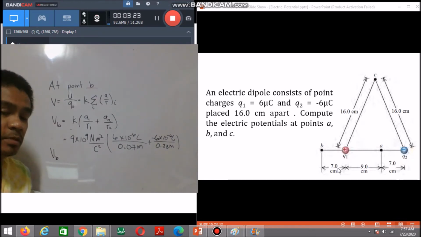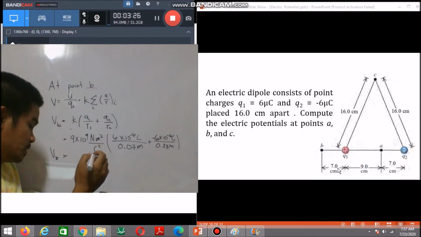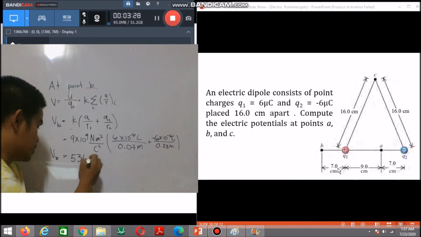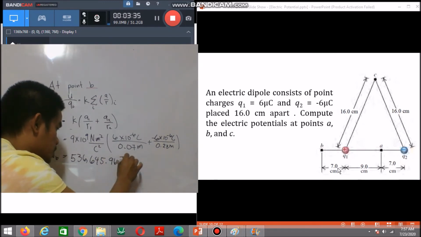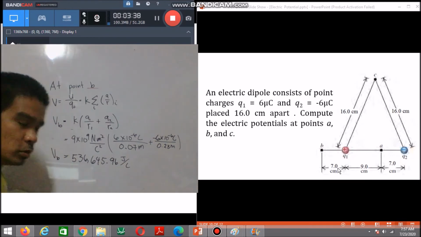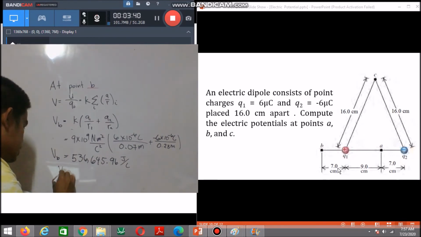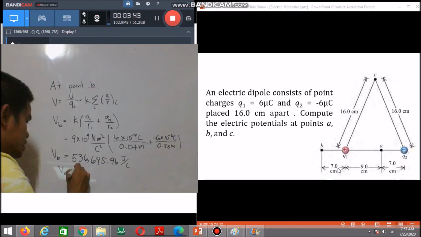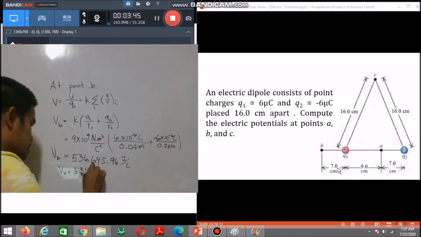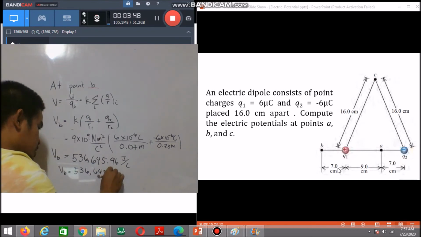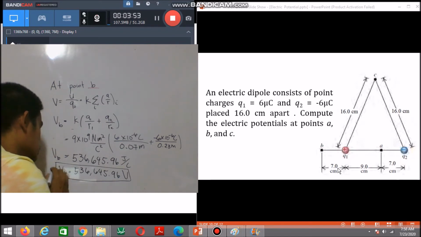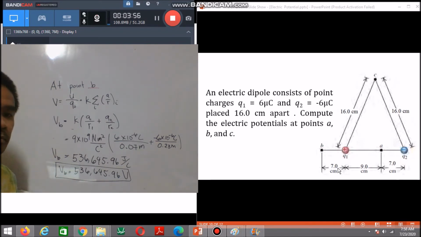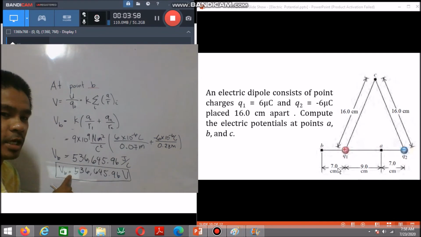So the potential at point B is 536,645.96 joule per coulomb, and 1 joule per coulomb is 1 volt. So the potential at B is 536,645.96 volts. So this is the electric potential at point B.